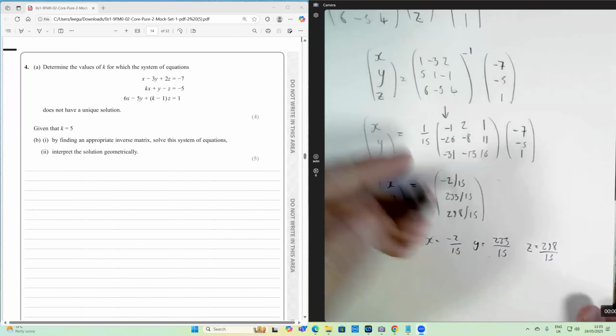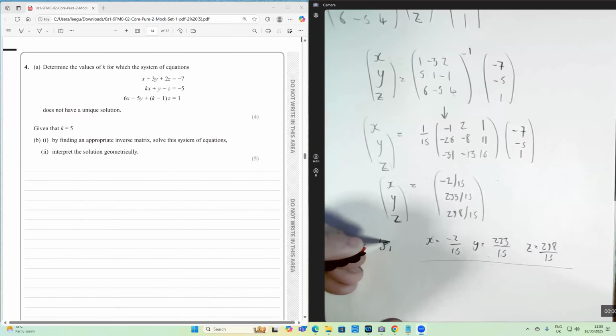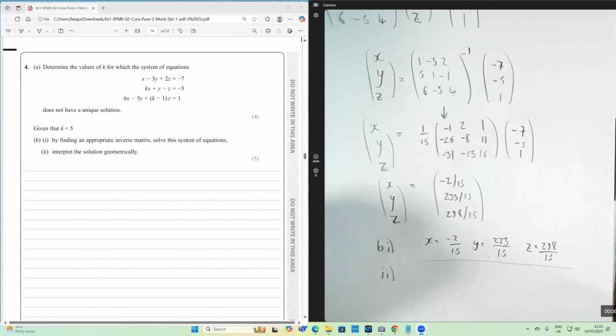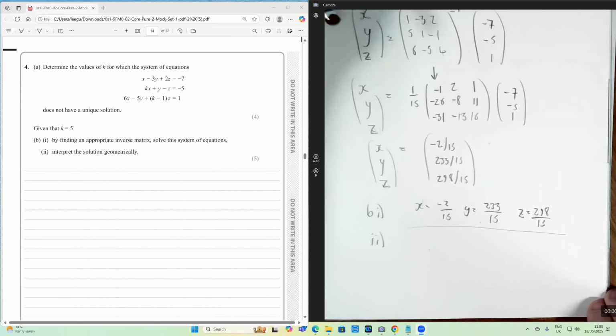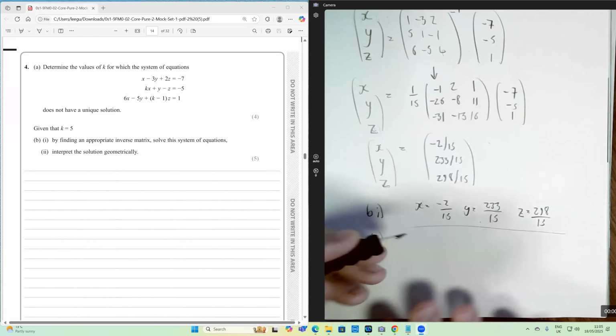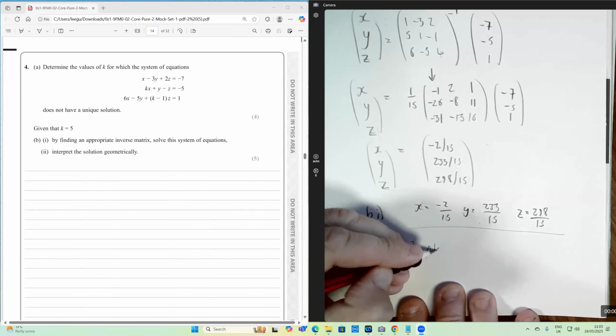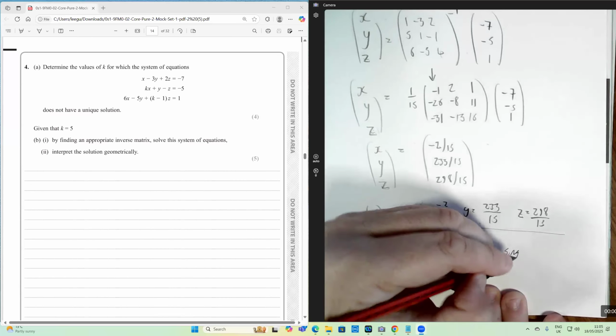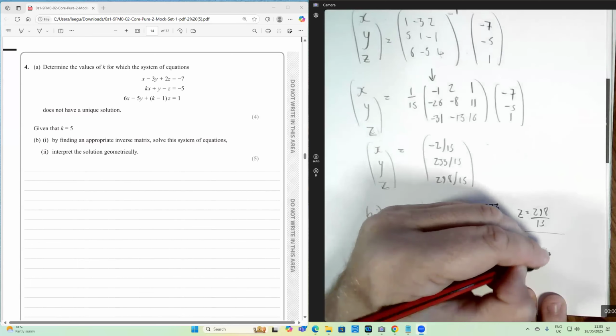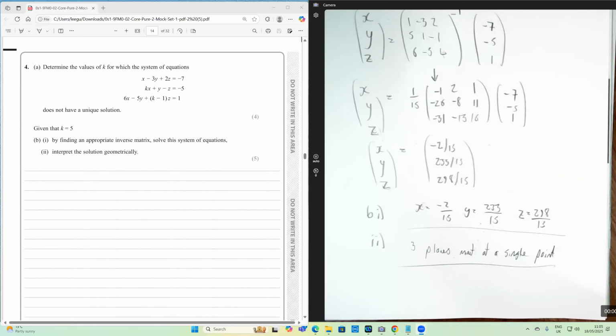Okay, so that's that first bit done, B part 1. And then the second bit, interpret the solution geometrically. Again, in my experience, this is another part that often causes confusion. But in this case, we can only have an inverse to a matrix when there is a unique solution. And there is only a unique solution when the 3 planes meet at a point. So what we've got is that the 3 planes meet at a single point. That's our geometric interpretation of the solution.